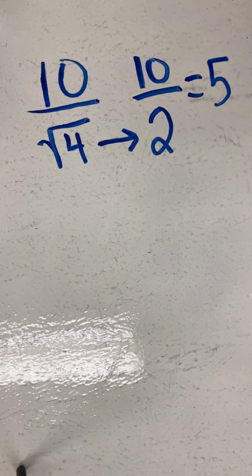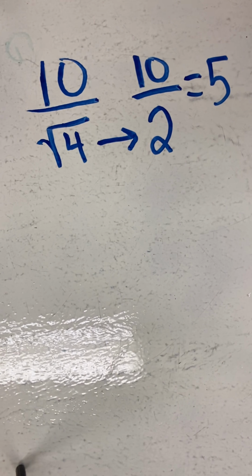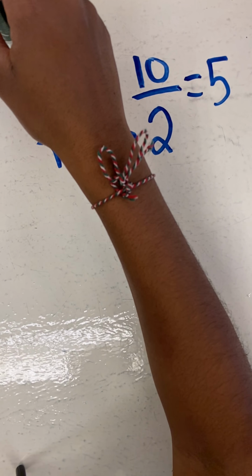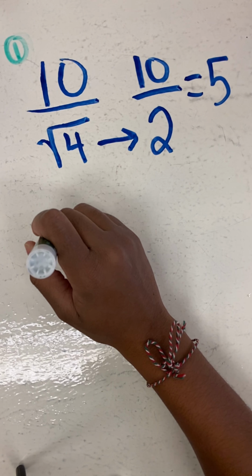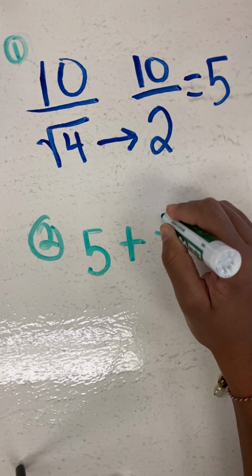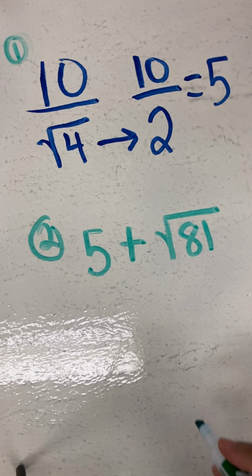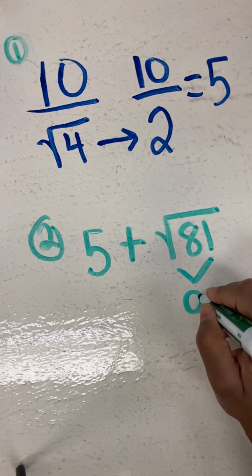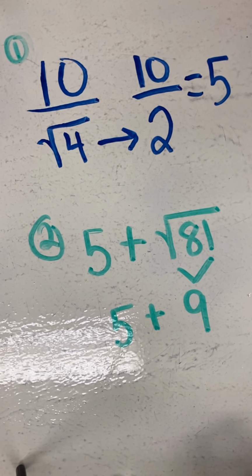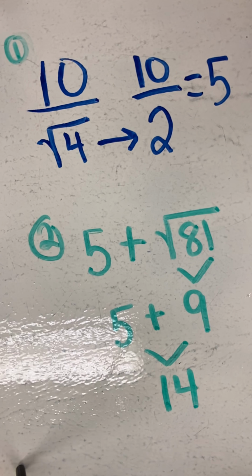All right, problem number 2. That was 1, another marker that doesn't work. Problem number 2. I'm gonna say 5 plus the square root of 81. Step 1, do the square root. Well, the square root of 81 is 9. Drop down everything you didn't use. Don't do more than one step in one line. 5 plus 9 is 14.